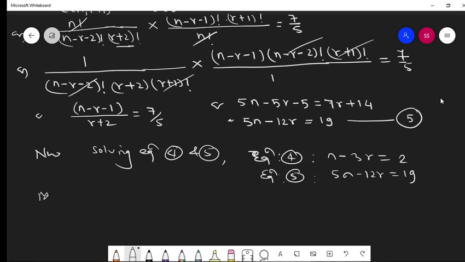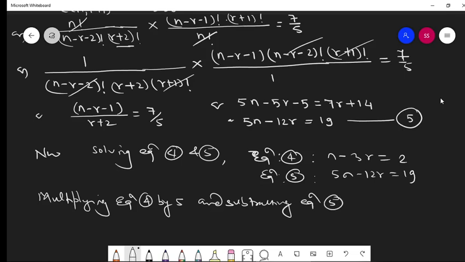Now multiplying equation 4 by 5 and subtracting equation 5. This multiply by 4 and subtracting from this. So what we get, 5n minus 15r, equation 4 by 5. Equation 4 by 4, not 5, it will be easier, n will be not.